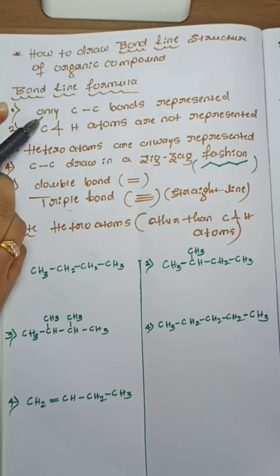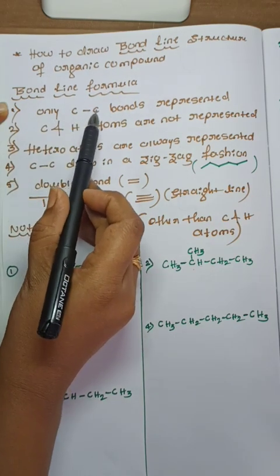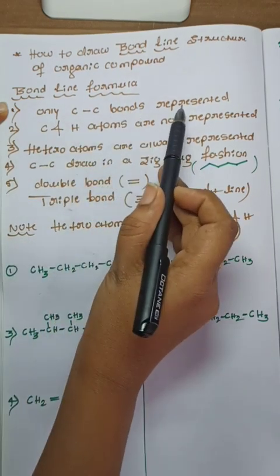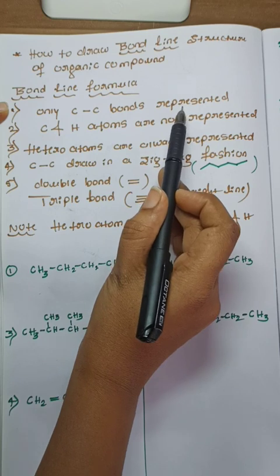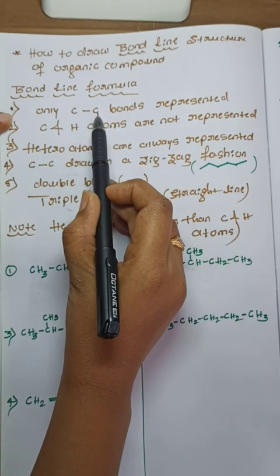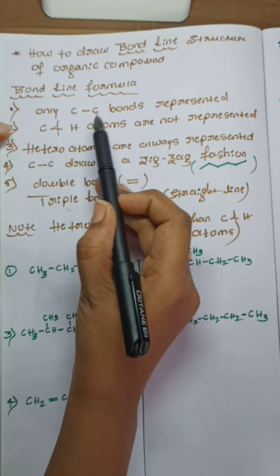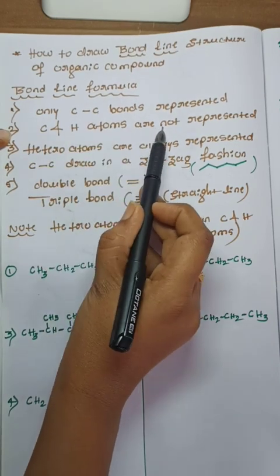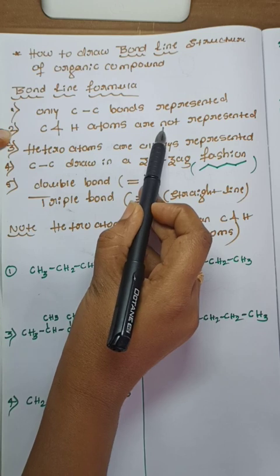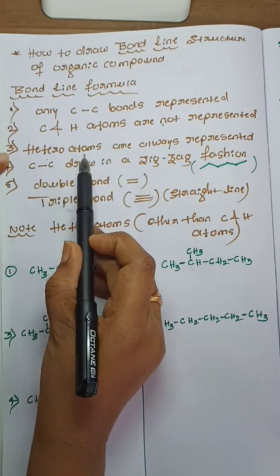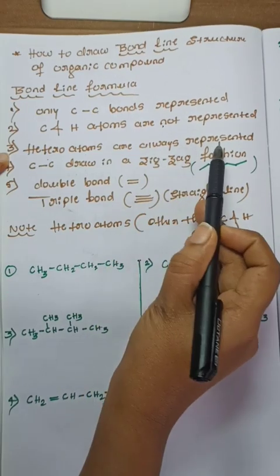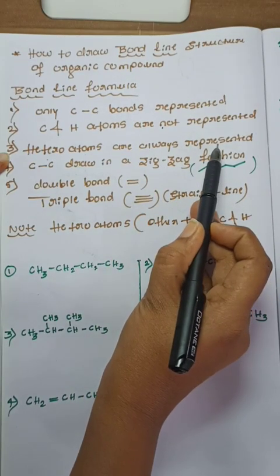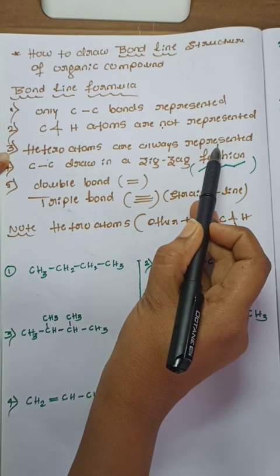First one is only carbon-carbon bonds are represented, meaning only the bond between carbon and carbon is represented. That is the first point. Second point is carbon and hydrogen atoms are not represented in a bond line formula. Third point is heteroatoms are always represented.